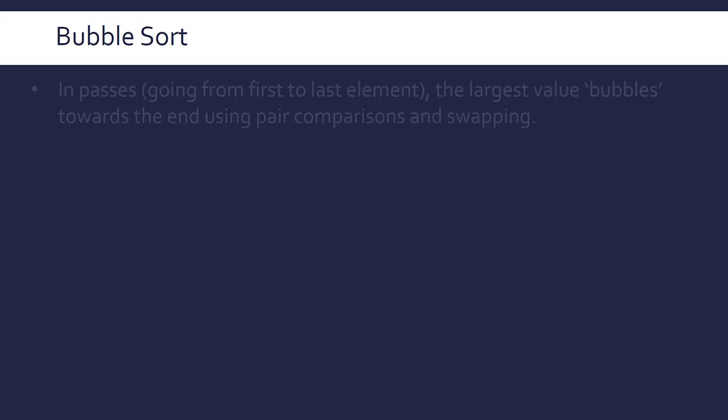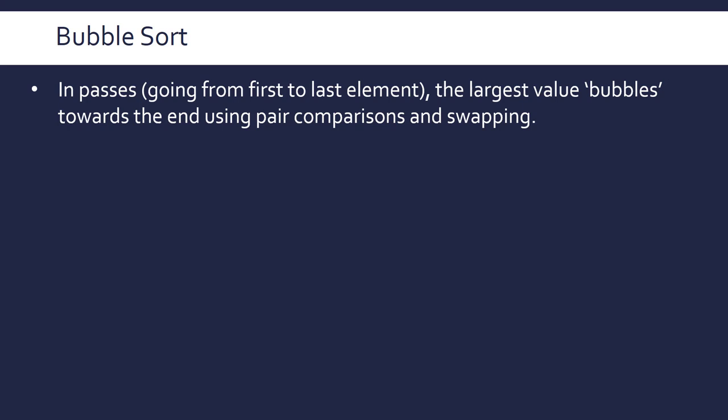Now let's talk about some sorting algorithms. So first of all, bubble sort, a classic of this genre. Sorting algorithms put an unordered list in order, so ascending, descending, alphabetical, etc.